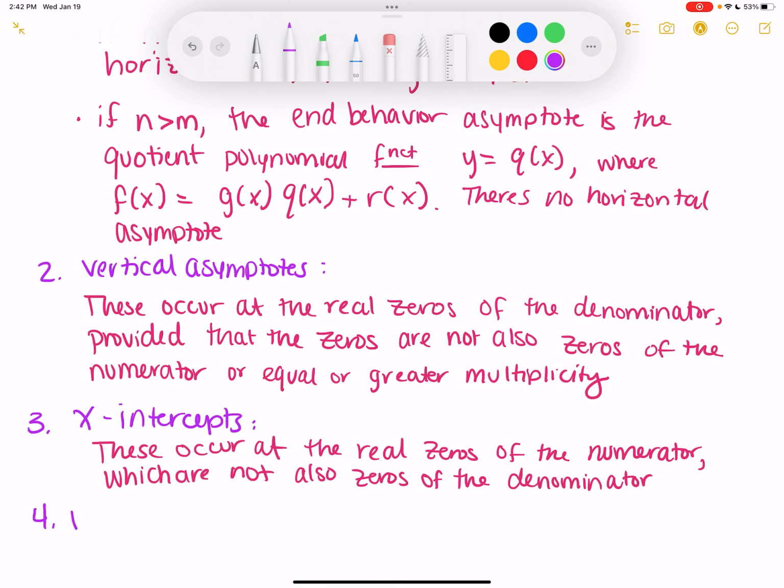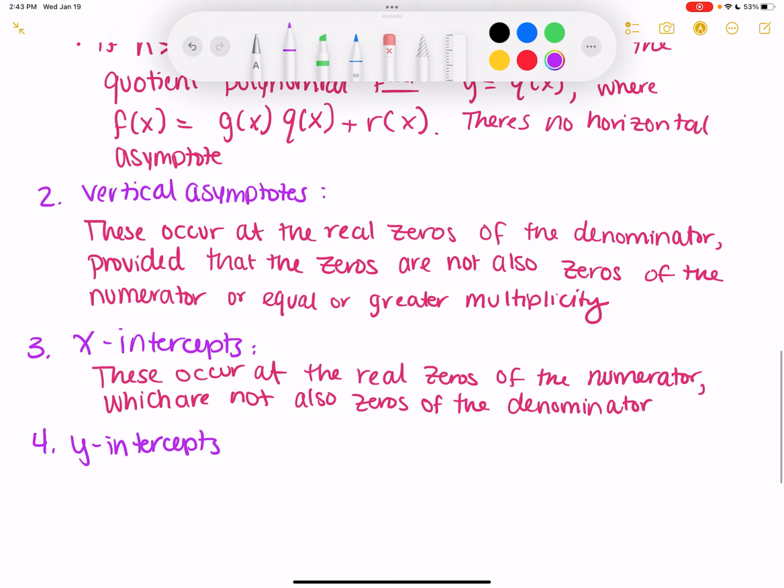And then the fourth thing we're going to have are the y-intercepts, which is the value of f of 0 if defined. So we said for x-intercepts, you set y equal to 0, solve for x. For y-intercepts, set x equal to 0, solve for y.